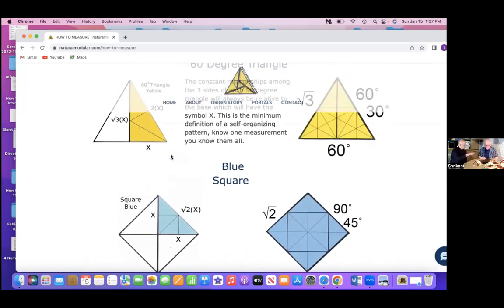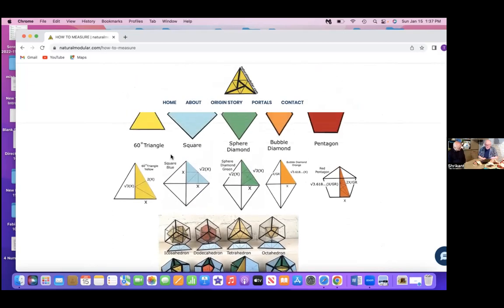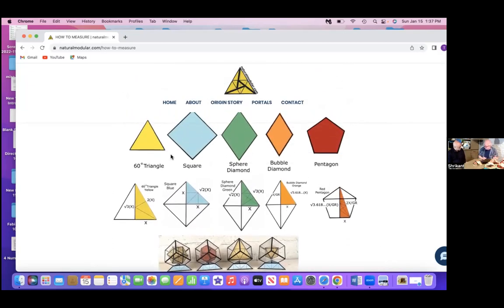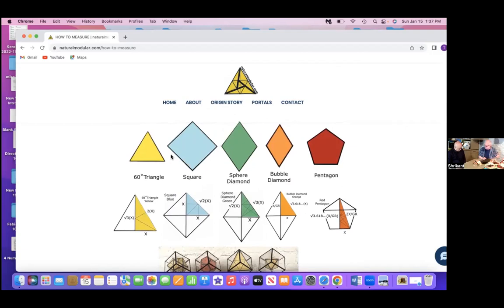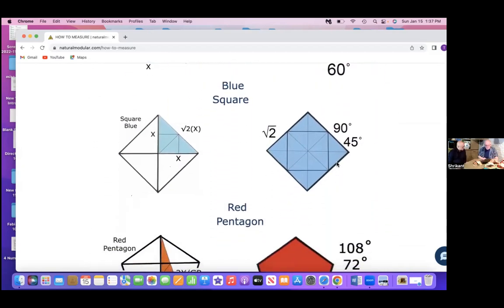Let's repeat one more time the color system. Okay, the yellow is for the 60-degree triangle, the equilateral triangle. The blue is for the square. The green is for the sphere diamond, which builds the rhombic dodecahedron and those. The orange is the bubble diamond that does the triacontahedron and the interior structures. And then red is for the pentagon. And then all of these show you all the different useful information that's associated with that color.